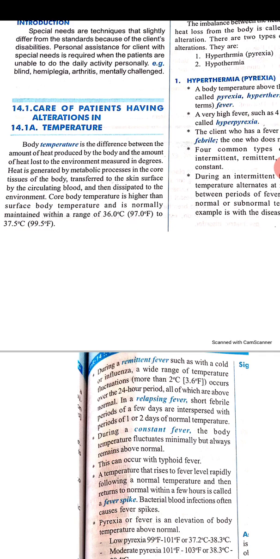And the normal body temperature range is about 36.0 degrees centigrade to 37.5 degrees centigrade, or 97.0 degrees Fahrenheit to 99.5 degrees Fahrenheit. We know that our normal oral body temperature is about 37 degrees Celsius, or 98.6 degrees Fahrenheit.